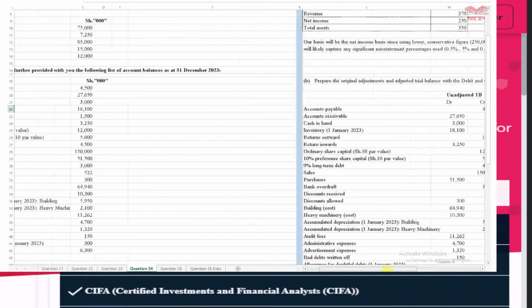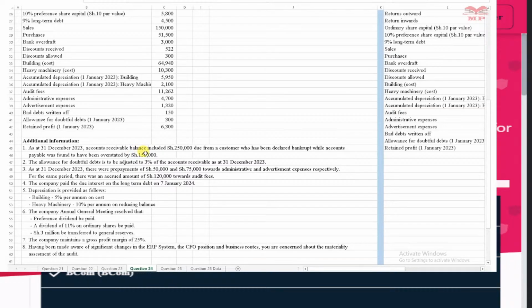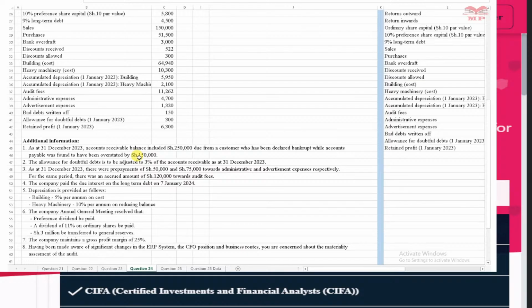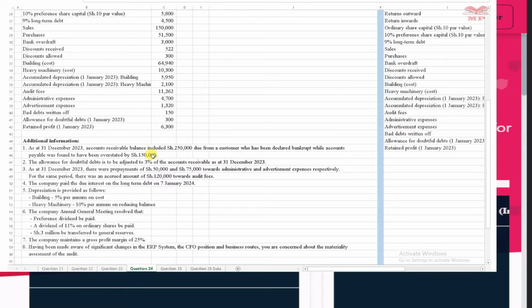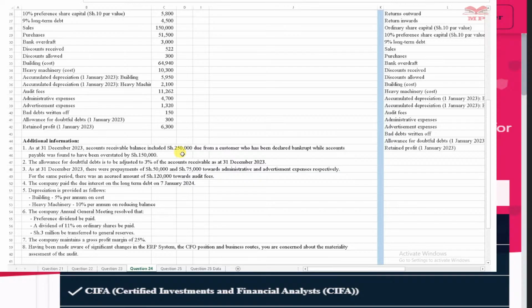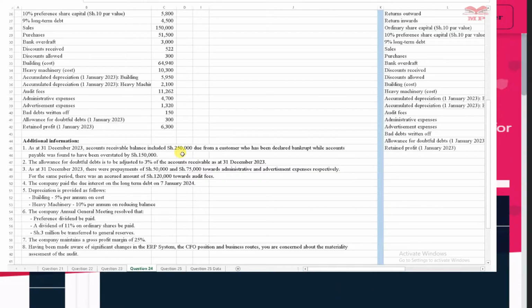For the accounts receivable, it's still on the same statement, the same additional information. Accounts receivable balance of 250,000 due from a customer who had been declared bankrupt, while accounts payable was found to be overstated by 150,000. So we'll need to put in the 250,000 under the accounts receivable. Let's see if there's any other amount that we need to adjust over here.